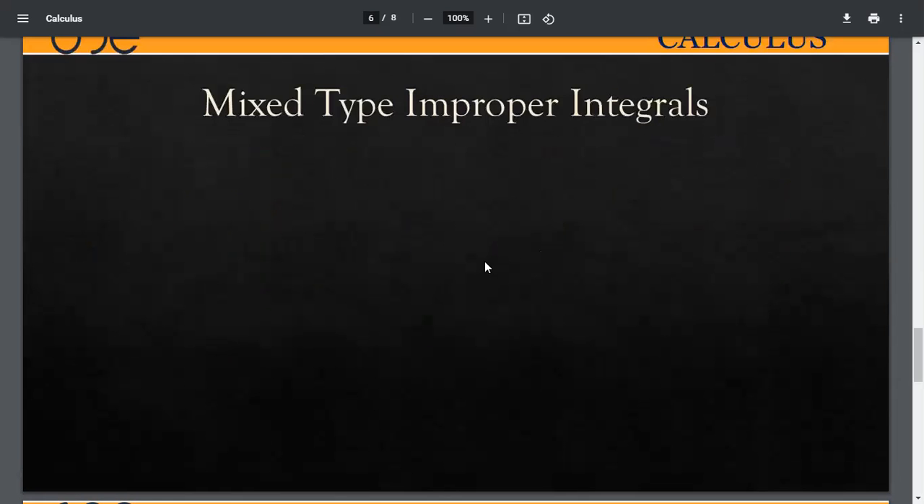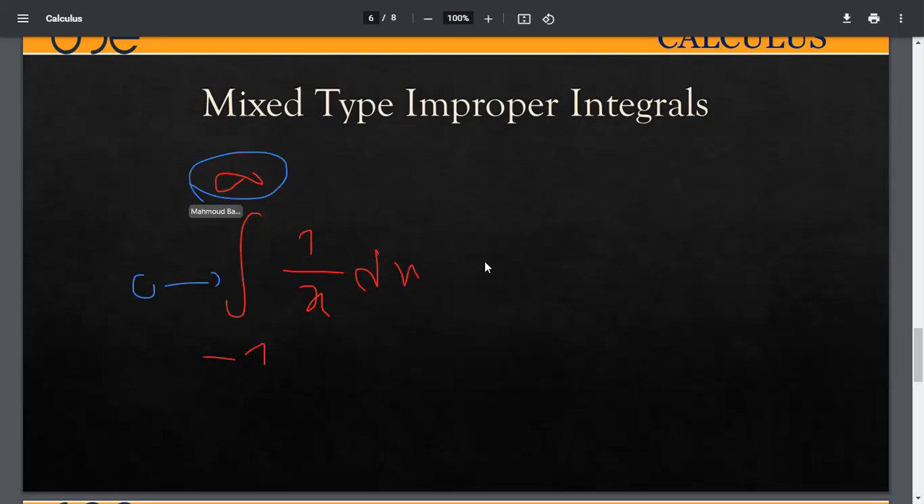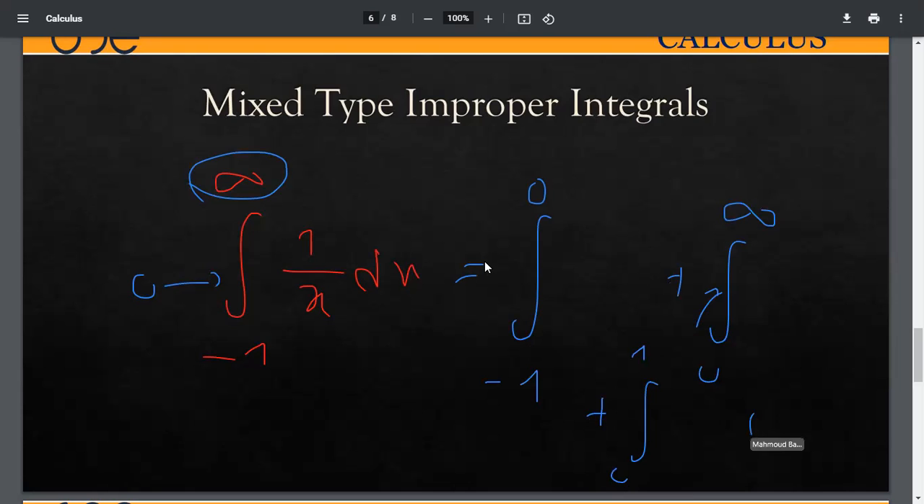Of course, improper integrals could be of both types. So assume we have the integral from minus 1 to infinity of 1 over x dx. In this case, you see that I have 0 and still have infinity in the boundary. So in this case, I also need to split: minus 1 to 0 plus 0 to infinity. And this could be split further, from 0 to 1 and then from 1 to infinity.